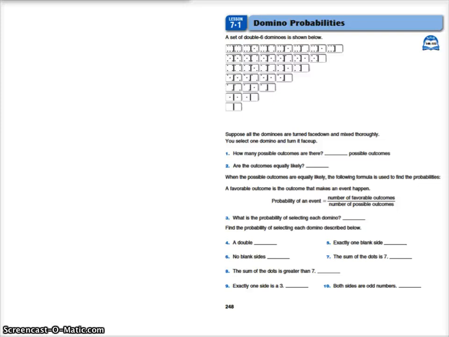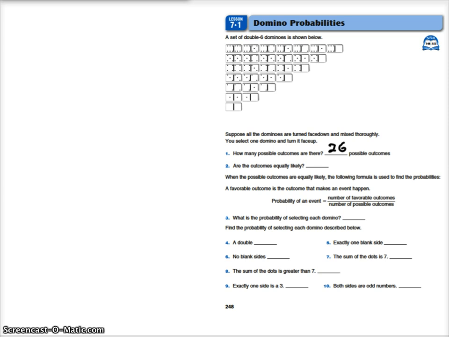Alright, our next page, we have a bunch of dominoes. So when you open up that domino set, here are all the different dominoes that could be possible, or a few that they've chosen. So it says, suppose all the dominoes are turned face down, so they're all blank when they're face down, and mixed thoroughly. You select one domino and turn it face up. How many possible outcomes are there? So we need to figure out how many dominoes there are total. So I've already counted that we have 26 dominoes.